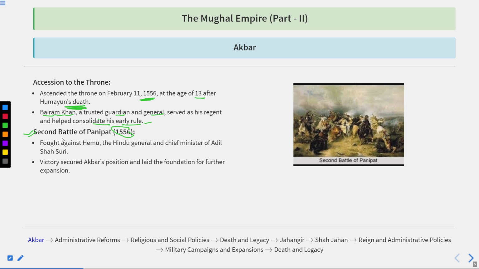Adil Shah Suri, Hemu, attacked Akbar, and this battle is known as the Second Battle of Panipat. The Second Battle of Panipat was fought against Hemu, who was the Hindu general and chief minister of Adil Shah Suri. In this Second Battle of Panipat, Akbar, with the help of Bairam Khan, killed Hemu, and the victory secured Akbar's position and laid the foundation of further expansion. Clear? So we can say the Akbar reign was started with the Second Battle of Panipat.